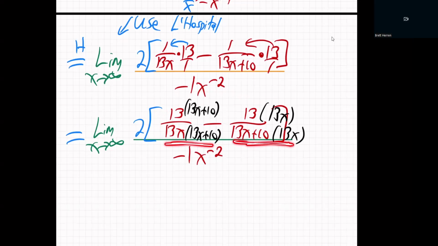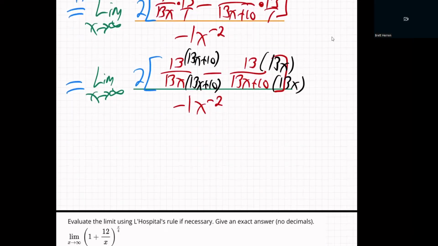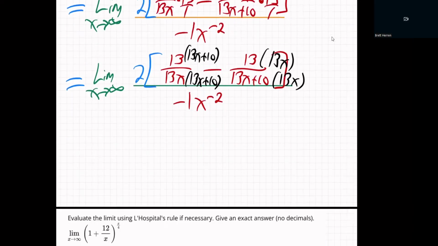That's the only way we can add or subtract fractions, combine them, is if we have common denominators. So we have to multiply by the other denominator. So I multiply top and bottom of this one by 13x plus 10. So this one goes top and bottom here, and this one goes top and bottom there. Why? Because then the two denominators are the same. That'll make a common denominator.